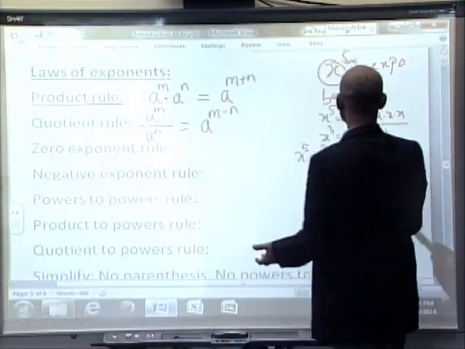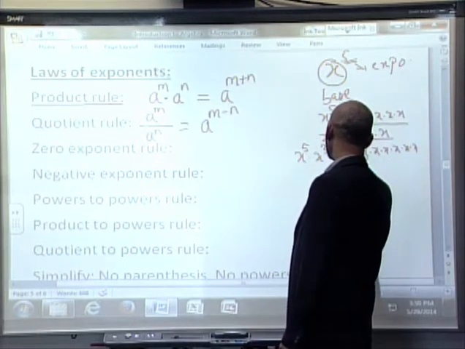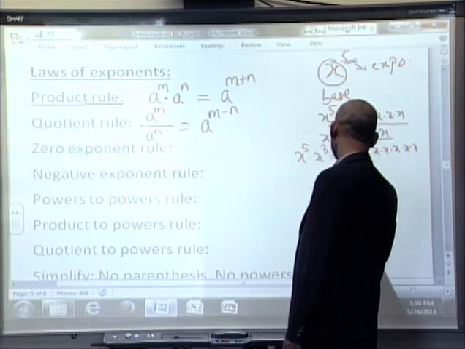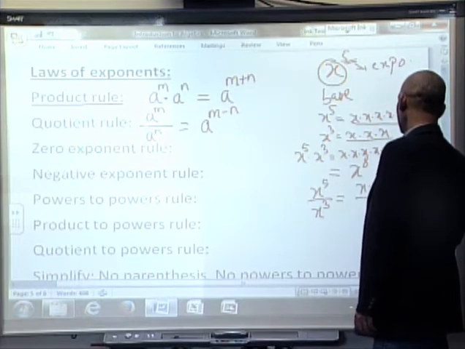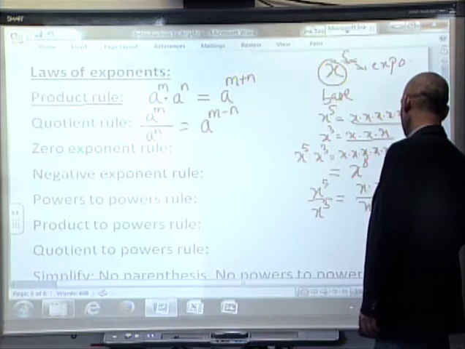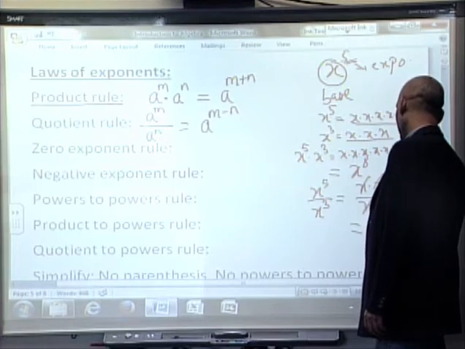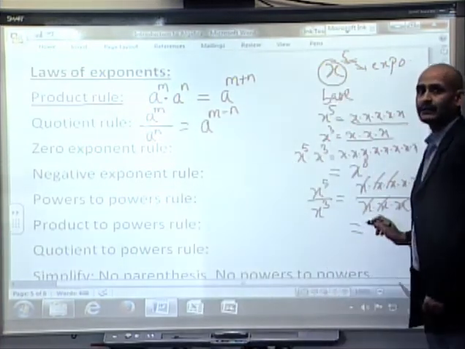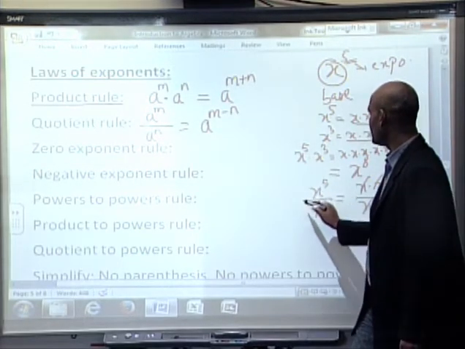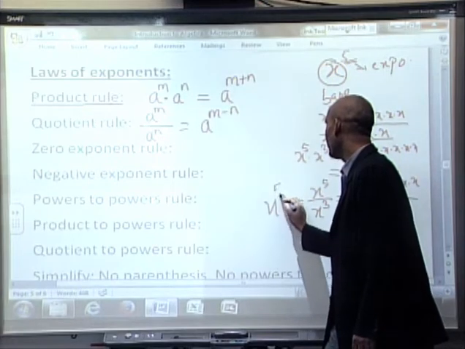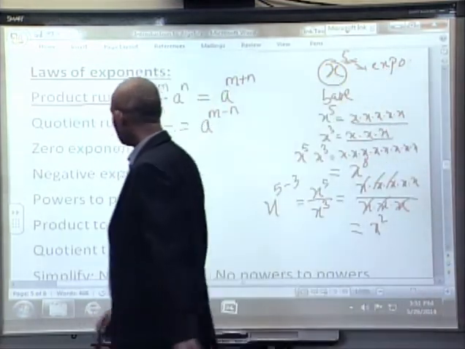In order to understand this, see, x to the 5 is x times x times x times x times x, 5 times. If we want to do x to the 5 divided by x to the 3, that means x times x times x times x times x, 5 times, divided by x times x times x, 3 times. This x and x cancel out, x and x cancel out, x and x cancel out, so we should be getting x to the 2. And this rule is exactly saying the same. If you want to do x to the 5 divided by x to the third, this is equal to x to the 5 minus 3, which is x to the 2. This is called the quotient rule.